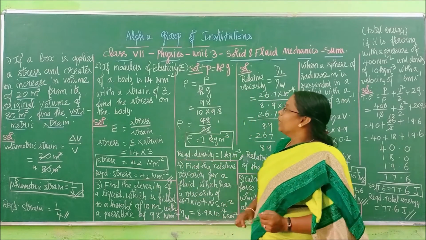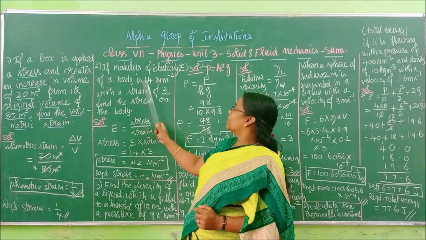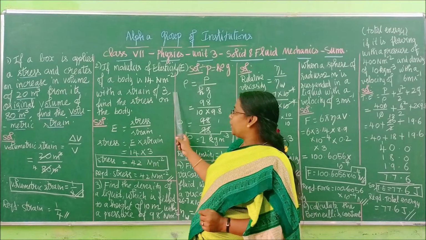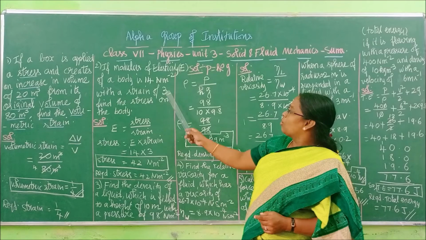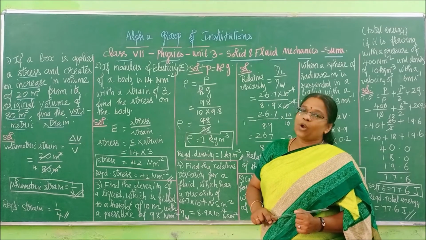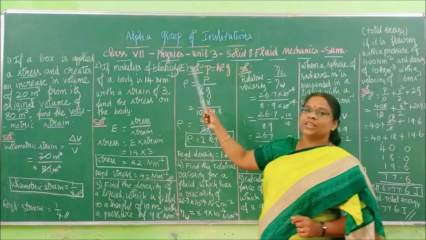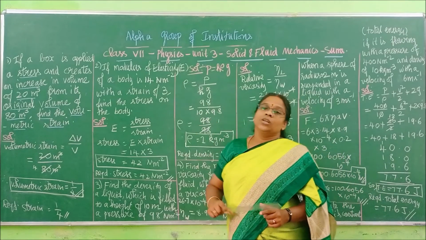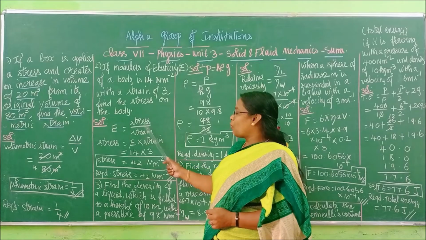Right, second one. If modulus of elasticity E of a body is 14 Newton per meter square with a strain of 3, find the stress on the body. You can note down here, for strain I have not written any unit because strain will not have any unit. The modulus of elasticity is simple. In Hooke's law, you have learned this, right? Stress by strain is equal to a constant. That is the formula here.